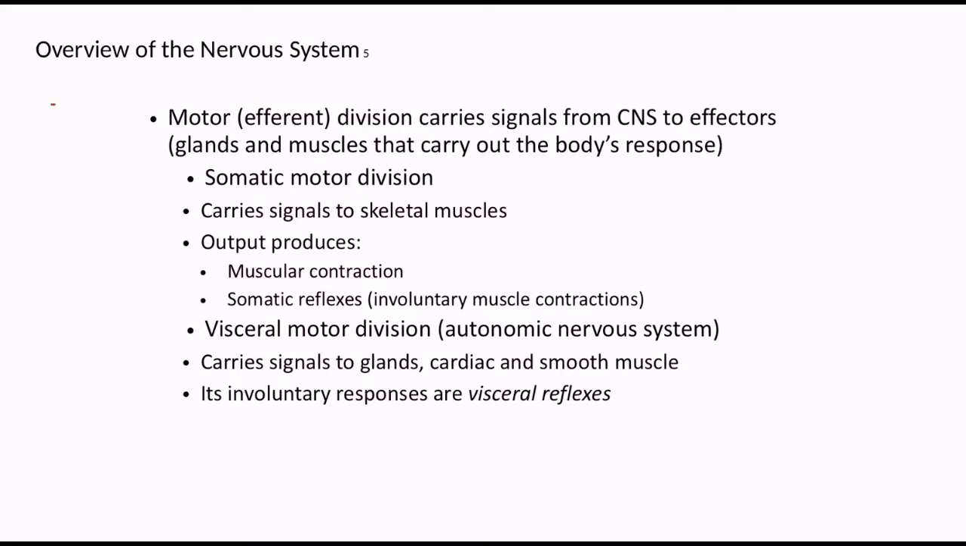The motor or efferent, or the one division that has an effect, is going to carry signals from that central nervous system or the brain to effectors, right? So something that's going to go out there and cause an effect, right? So cause and effect. So these can cause glands to secrete or muscles to move.